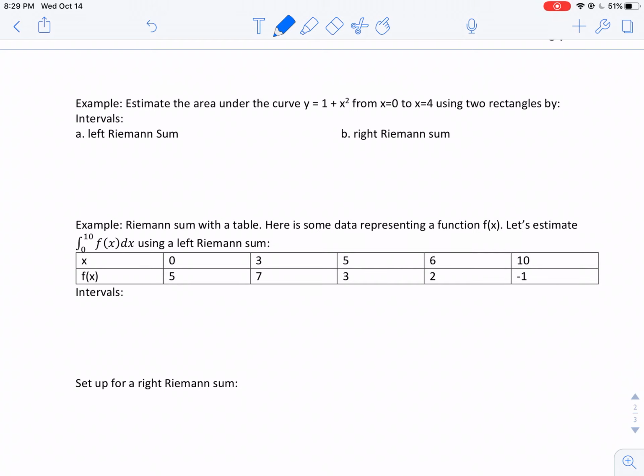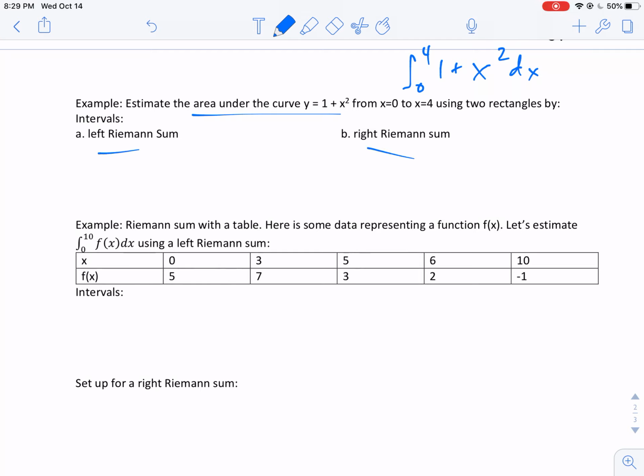All right, guys, so let's do some problems with the Riemann sum. So here is an example. Say we want to estimate the area under the curve y equals 1 plus x squared from 0 to 4. So that's saying the integral from 0 to 4 of 1 plus x squared. And that's using two rectangles. Okay, and we'll do this with a left sum and a right sum.